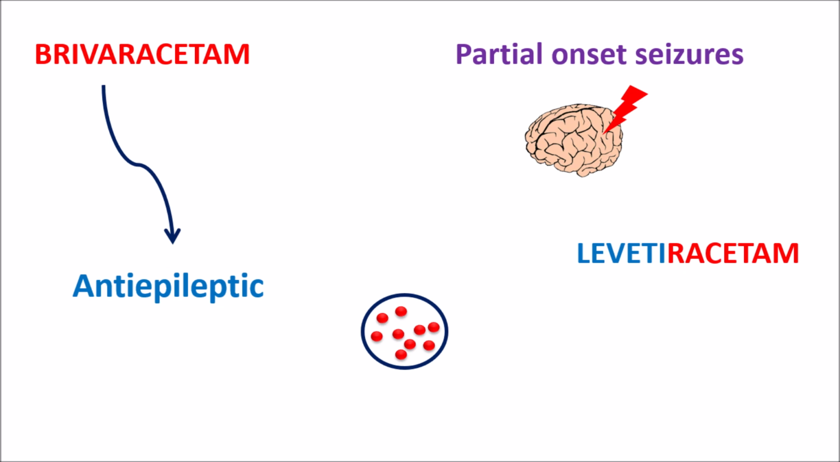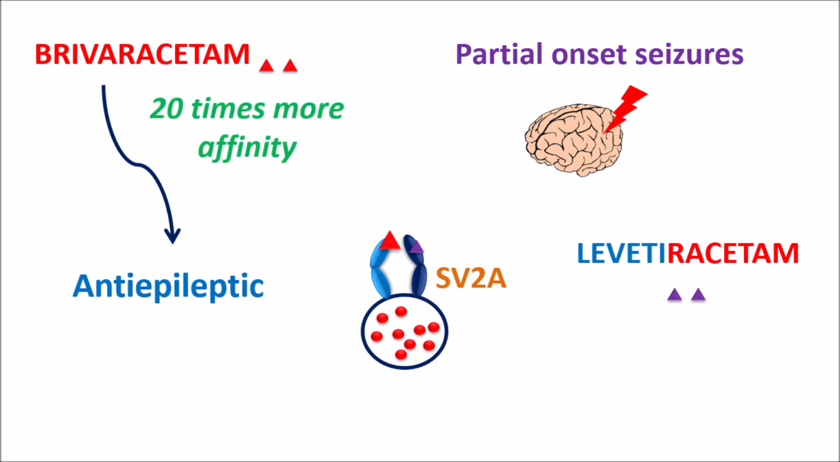These synaptic vesicles are equipped with one protein, SV2A, synaptic vesicular glycoprotein. This protein is responsible for release of glutamate from the synaptic vesicles during exocytosis. Levetiracetam can bind to this protein as well as brivaracetam can bind, but brivaracetam is a newer agent which has more affinity for binding to this SV2A protein. So compared with levetiracetam, brivaracetam has 20 times more affinity. Thereby, it can show better pharmacological actions compared with levetiracetam.